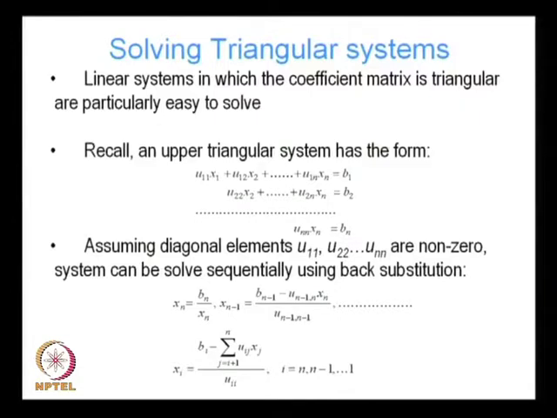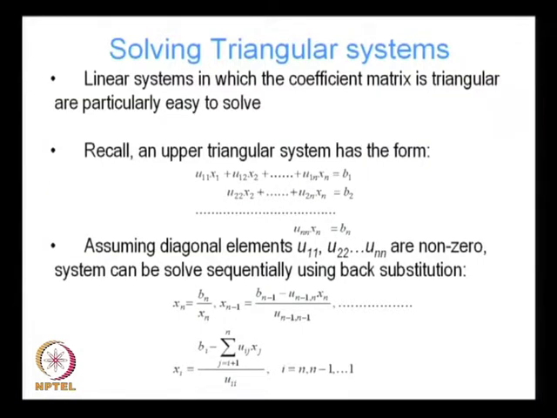Next, we would like to look at a particular type of matrix which gives us a form that is very useful for solving linear equations, and these are known as triangular systems. Recall, an upper triangular system has the following form: u11 x1 plus u12 x2 through u1n xn is equal to b1, which is the first equation in my system. The second equation has u22 x2 plus u23 x3 through u2n xn is equal to b2, and so on and so forth until the last equation is just unn xn is equal to bn. So it is clear that an upper triangular system has all elements below the principal diagonal 0 and all elements at or above the principal diagonal non-zero.